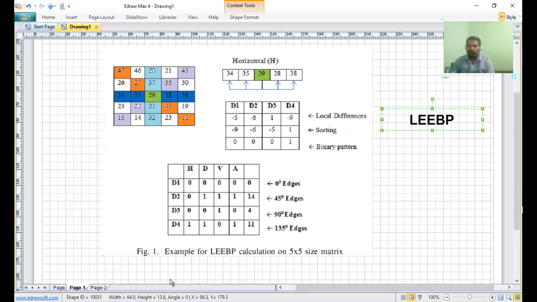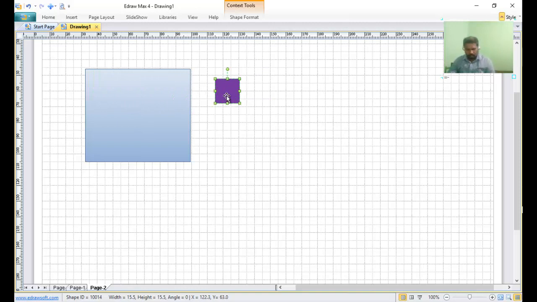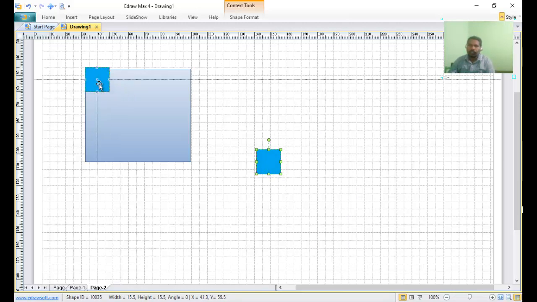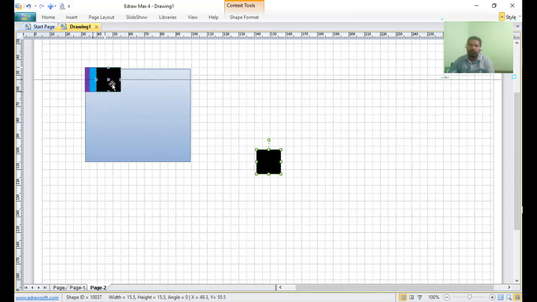Okay, so how do we create the image? Let us consider the image size is 256 cross 256, and the local binary pattern or LEPP size is 5 cross 5. First of all we take this 5 cross 5 region. Next we take a single column overlap. The same procedure happens for each and every region.